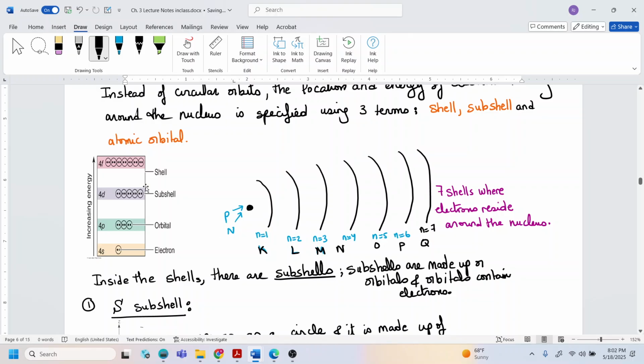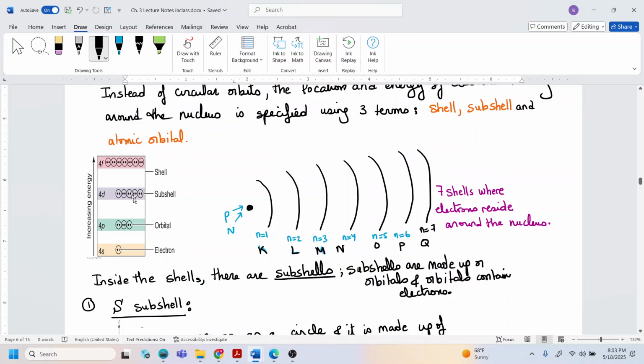Now, inside the shell, here's what you have to imagine. We are explaining where the electrons are located around the nucleus. Around the nucleus, you have shells, which are these 7 shells. Here I'm representing one of them, which is n equal to 4. Now the shell is made up of what? The shell is made up of subshells, and the subshells are made up of orbitals, and inside the orbitals we have the electrons.